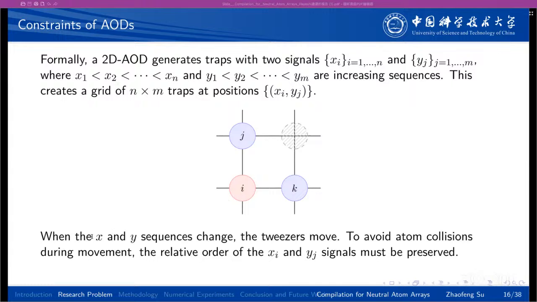So when the single vectors X and Y change, then the tweezers move. It takes the atoms to move on the plane. And an important problem is to avoid atom collision during the movement. So we should keep the relative order of the signals X and Y.